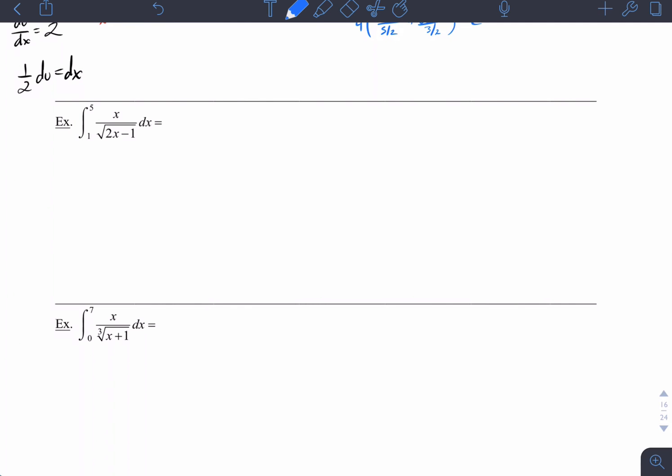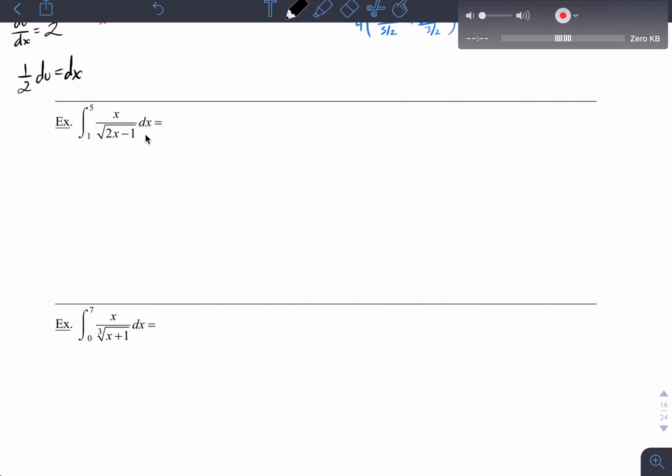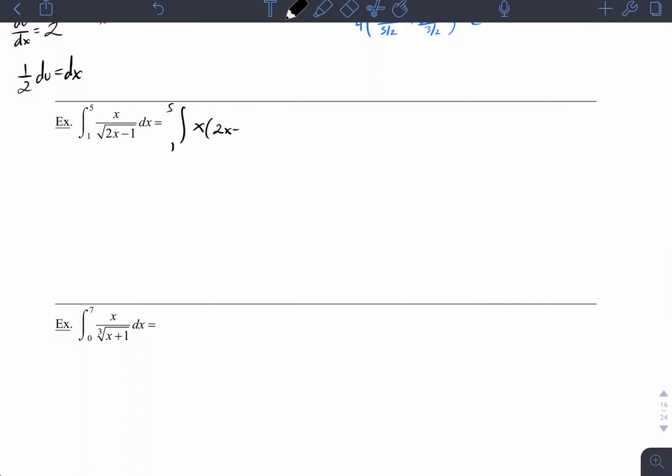Alrighty. So now we're going to do another kind of u sub with the 1 and the 5. Again, the process is relatively the same. Nothing really changes except for that new substitute x part. Now I don't like having parts of my function in the denominator, so I'm going to fix this. This becomes the integral from 1 to 5 of x and then 2x minus 1 to the negative 1/2 power dx.